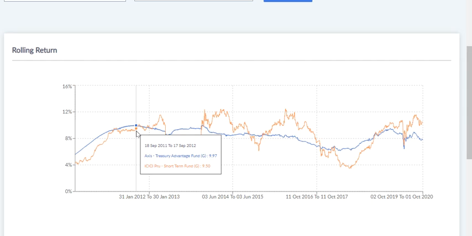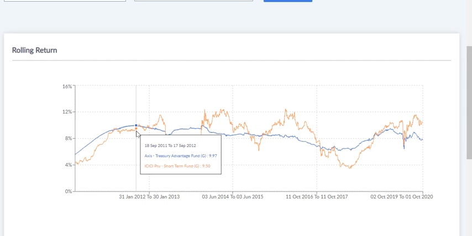How is it useful? Let's say everybody would not be investing on the same date, right? Because it is open ended, any time you can go and purchase this scheme. So let's say I had invested on 18th September 2011. What would have been my returns in the next 1 year? If I had withdrawn, it would have been 9.97 in Axis Treasury Advantage Fund, and ICICI Pru Short Term it is 9.50.